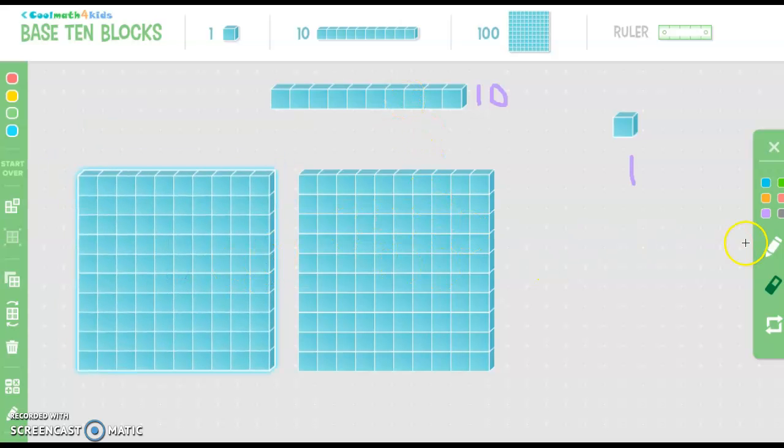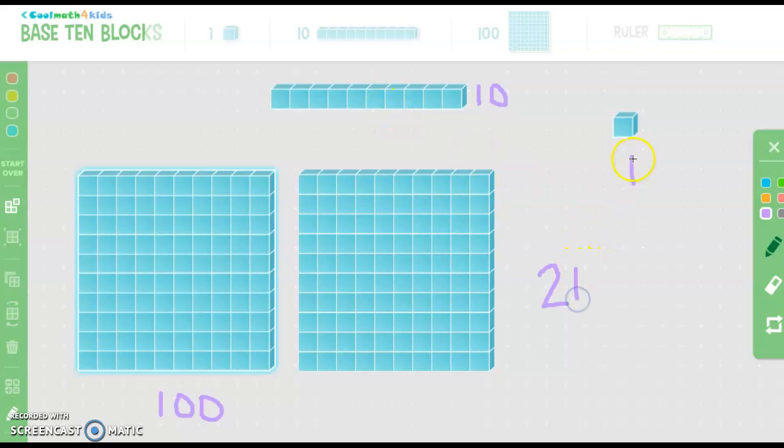So if I were going to write this number, this is 100. If I were going to write this number, I have 2 100s or 2 flats. I have 1 10 and 1 1. So I could write this as 200. That would be in the hundreds place. I have 1 10 and I have 1 1. 2 hundreds, 1 10, and 1 1.